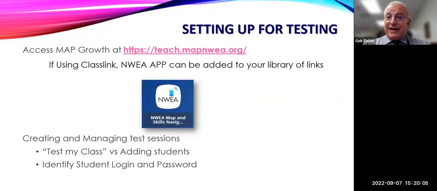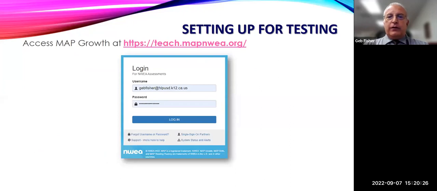The link may have been already added to your system. If not, you can find it through the apps library. That'd be the plus sign at the top or left-hand side of your screen. You just hit the plus sign and type in NWEA, and you can add that button to your ClassLink if you use that on a regular basis. If not, the website listed is teachmapnwea.org. If you go directly to that site, it'll come into a window that looks like this.